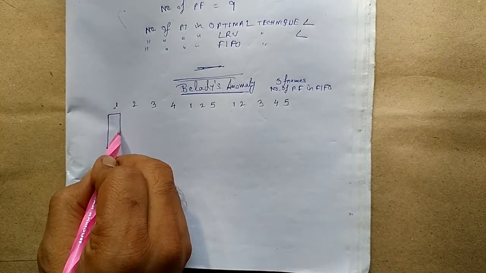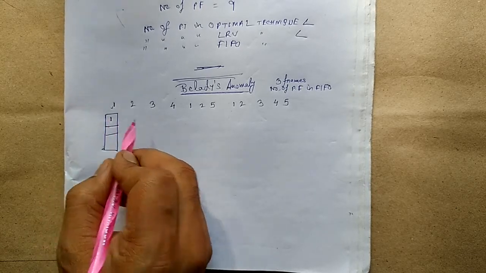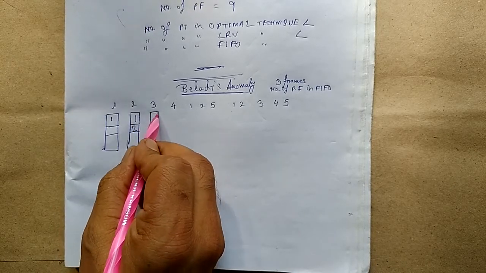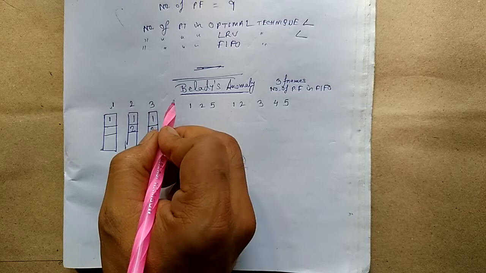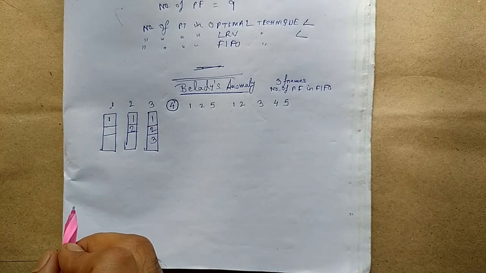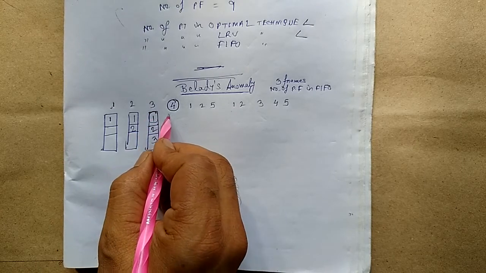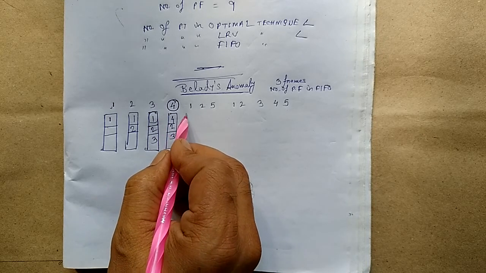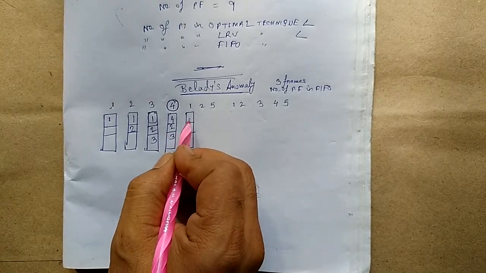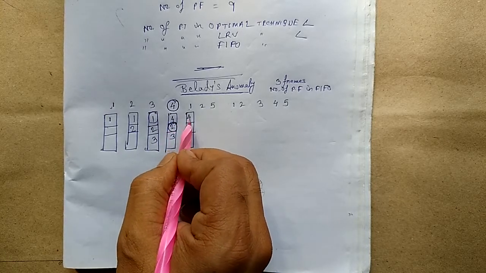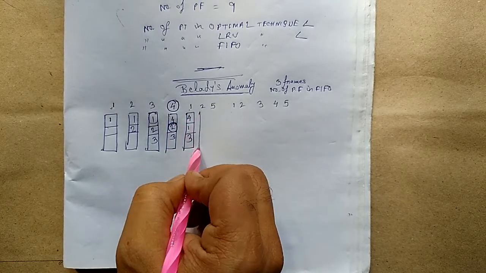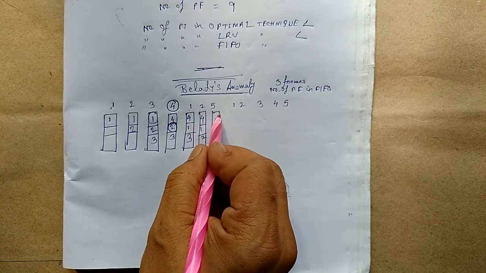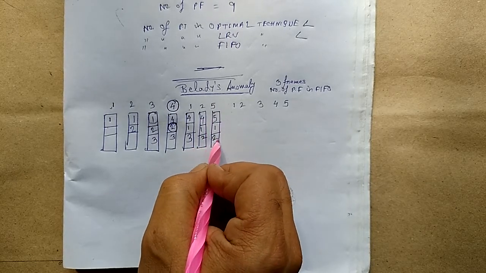So there will be 3 frames. Here will be 1. Next, in the second position, there will be 2. Next, in the third case, there will be 1 2 3. Next the new page is 4. In FIFO page replacement the first position will be replaced, so it will look like this: 4 2 3. Next there is a new page, 1, so 1 will replace the second position. Next there is a new page, 2, it will replace the third position. Next there is a new page, so it will replace the first position.